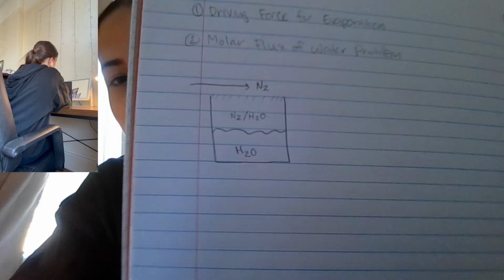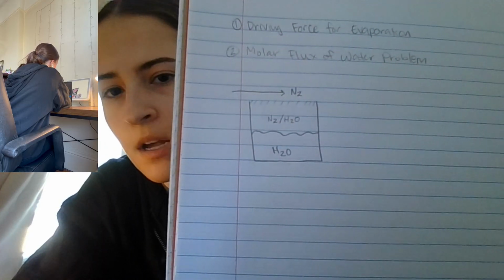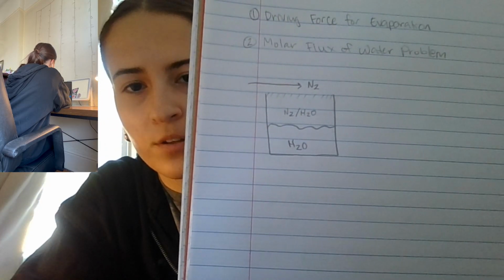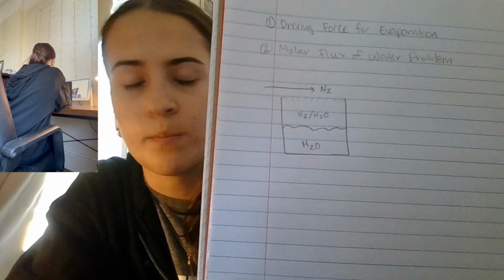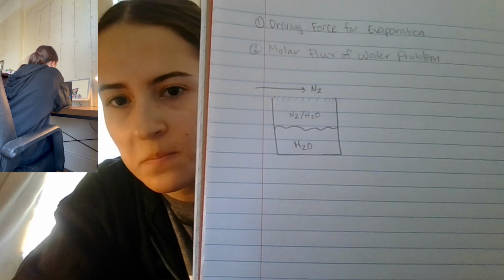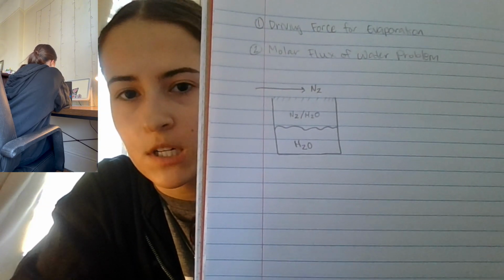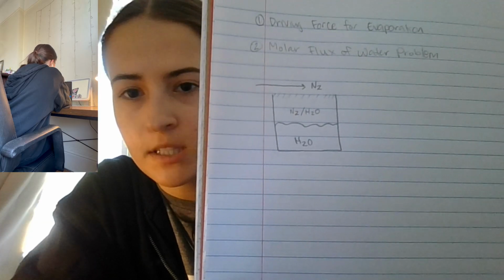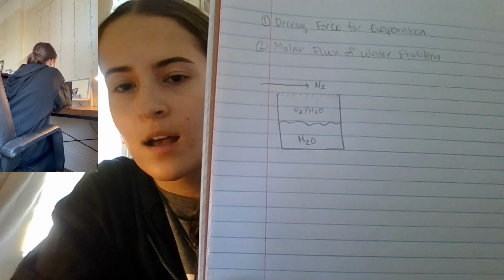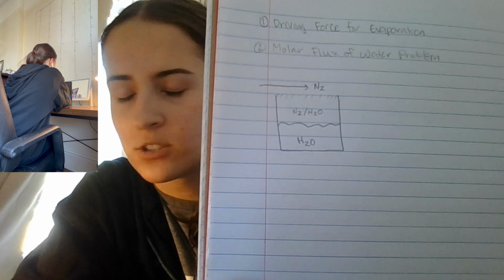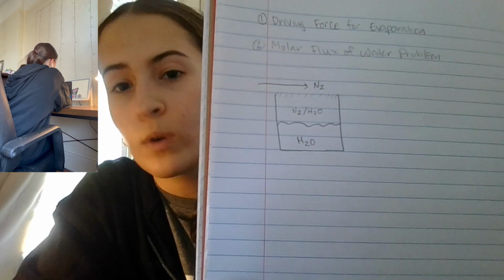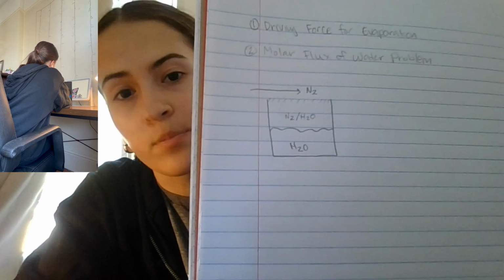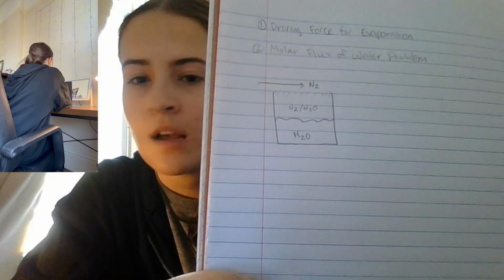So this is what I have here. We have our liquid water on the bottom. That in-between layer is where the nitrogen gas and the now water as a vapor is starting to mix due to evaporation. As that liquid water starts to evaporate and turn into vapor, it's going to mix with the nitrogen gas. And then at the very top, that's just our pure nitrogen gas that we're passing over top of this container, which is the driving force for evaporation. So this is going to be our specific example.